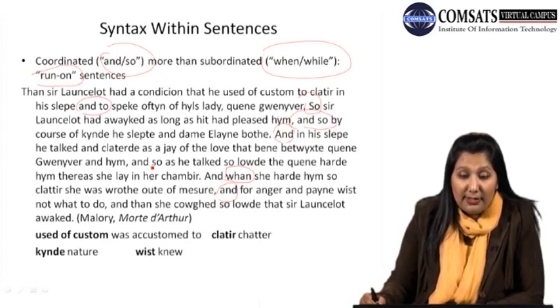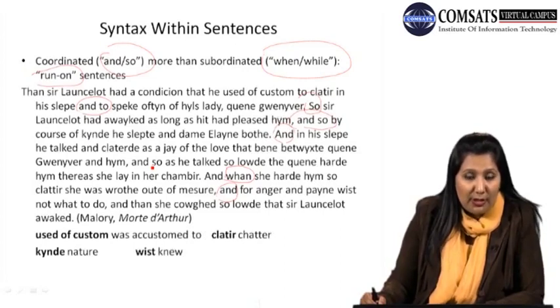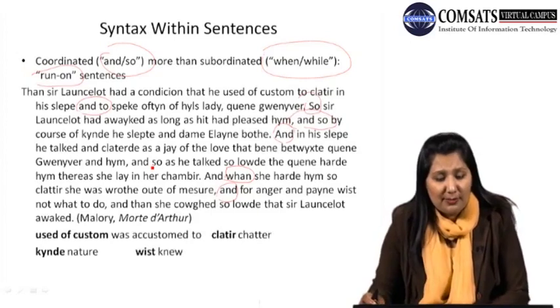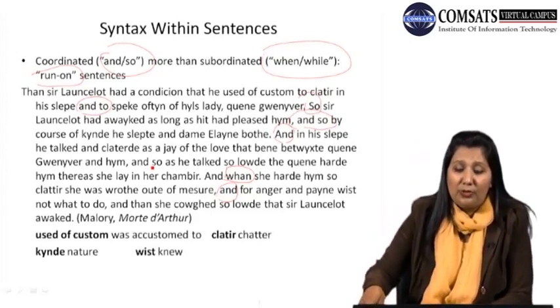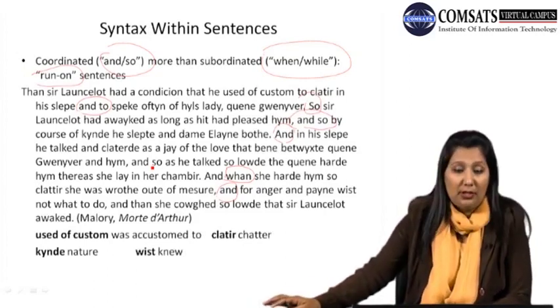So this is the syntax structure found in the Middle English period in this extract from Malory's book, and you see that it is written in the tradition of the syntax structure that was followed in the Middle English period. Used of custom means accustomed to, clatter refers to chatter, kind refers to nature, and wist refers to knew.